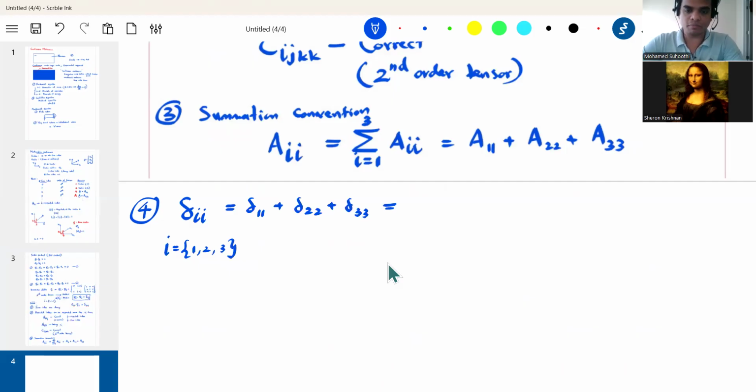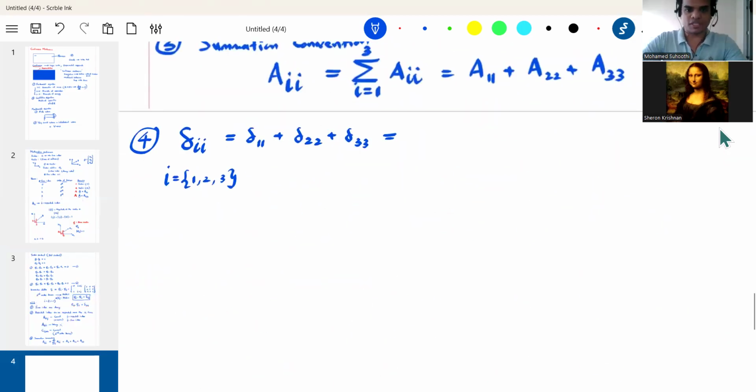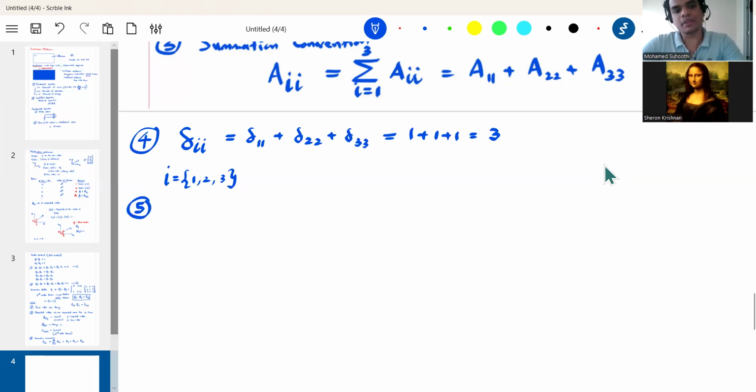But you know already, we discussed that delta 1,1 is 1, delta 2,2 is also 1, and delta 3,3 is also 1. So this is 1 plus 1 plus 1, and the answer is 3. Wherever you find delta ii, you will get the answer 3. This is another property of the summation convention and the Kronecker delta. Now let's move to the fifth one, which I'm going to discuss here.